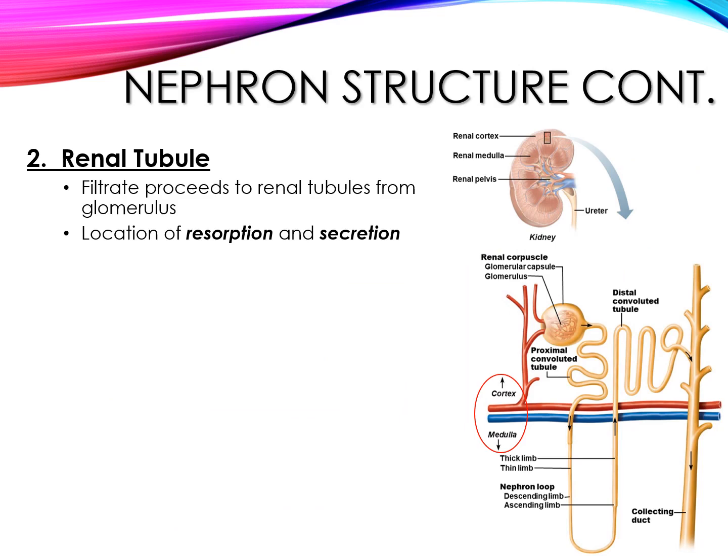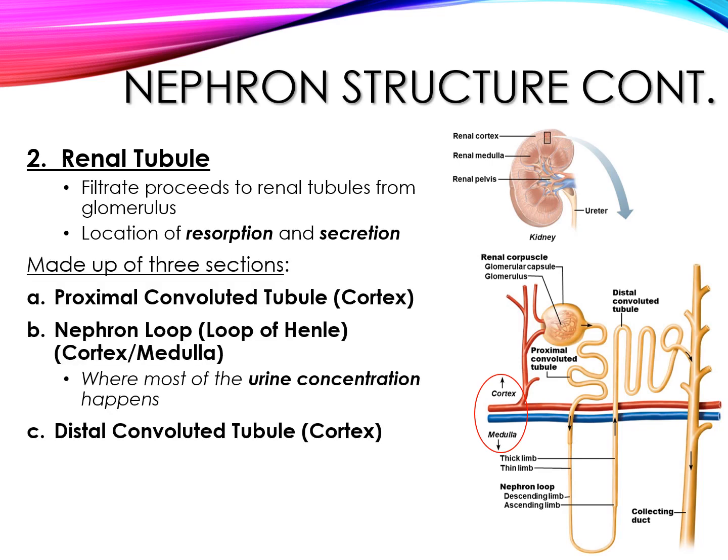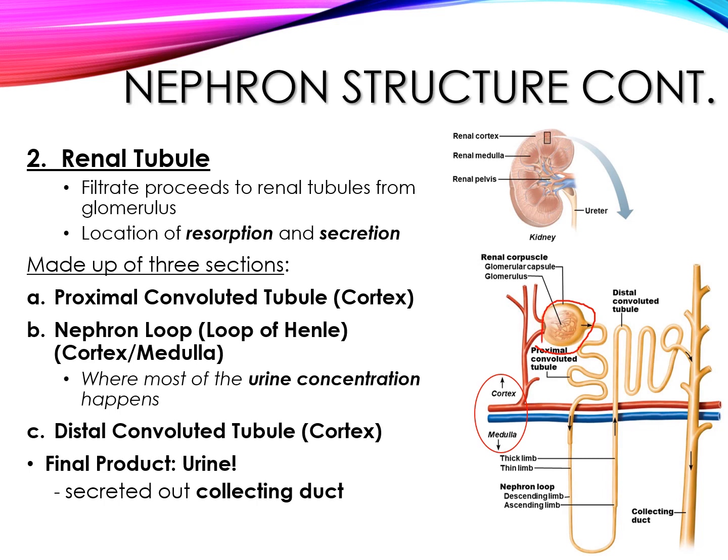So now if we're the filtrate, we've gone through glomerular filtration, we've left the glomerulus, and we're heading into the renal tubule. This is where we're going to be resorbed if we're important, or we're going to be secreted if we are a waste. So what are the three sections of the renal tubule? Let's look at our picture. Here's our renal corpuscle. We've been filtered out of that glomerulus and we're heading into the tubule. This first section, which has a lot of squiggles and turns, is the proximal convoluted tubule.